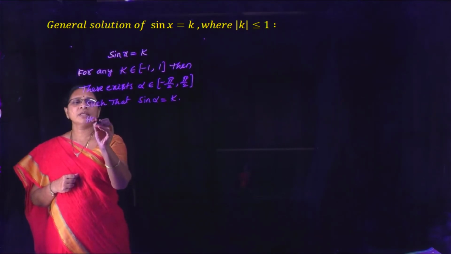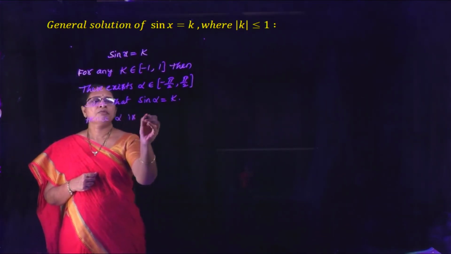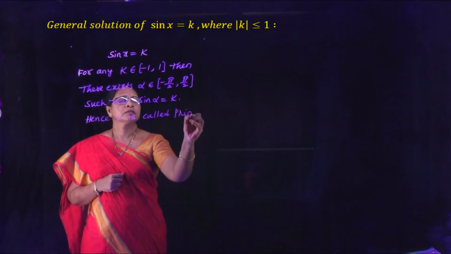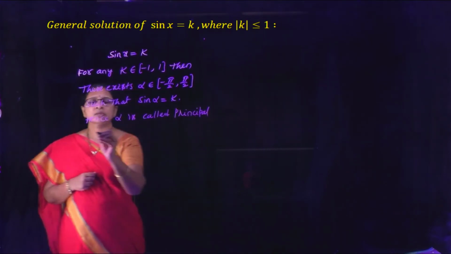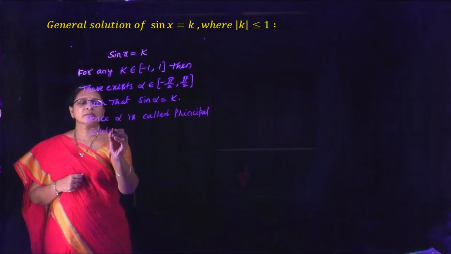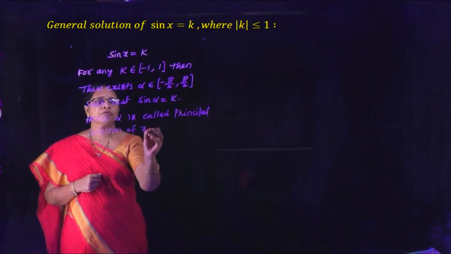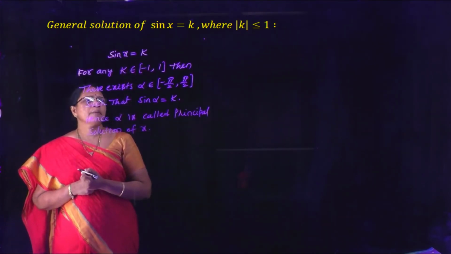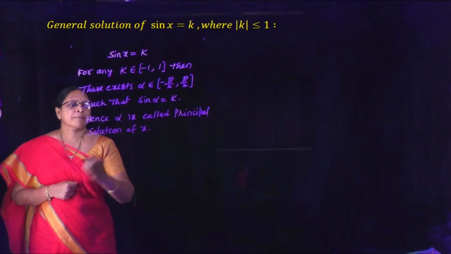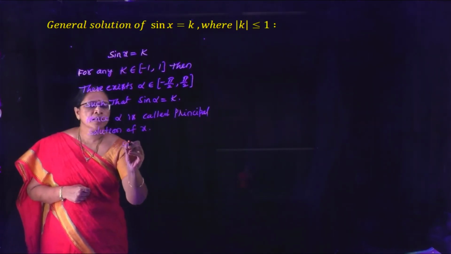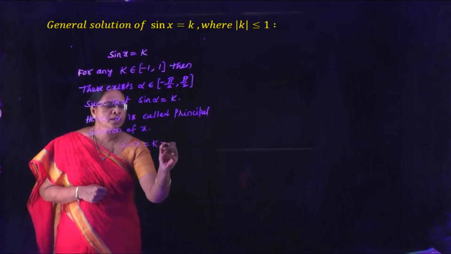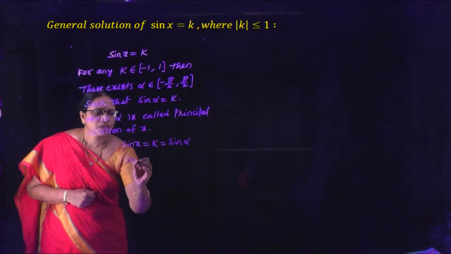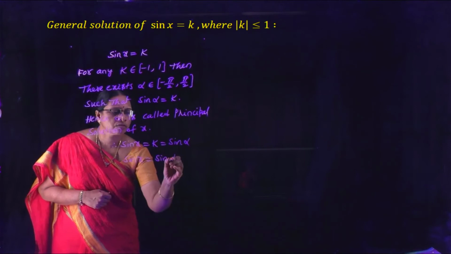Hence, alpha is called the principal solution of x. Here we have sin x equal to k and sin alpha equal to k. Therefore, sin x is equal to k, that is equal to sin alpha. Now we can take sin x is equal to sin alpha.